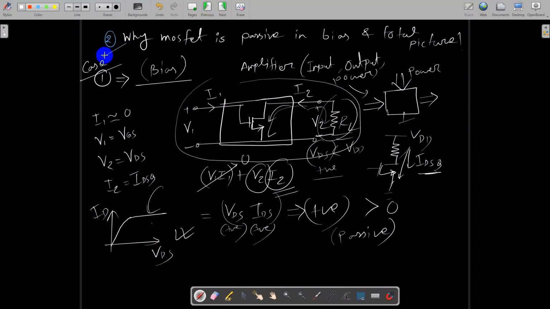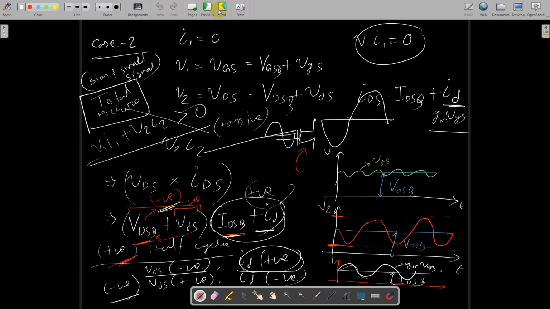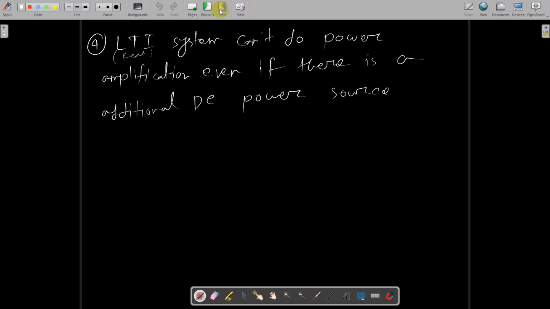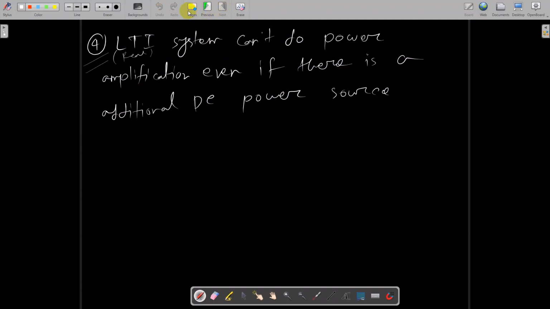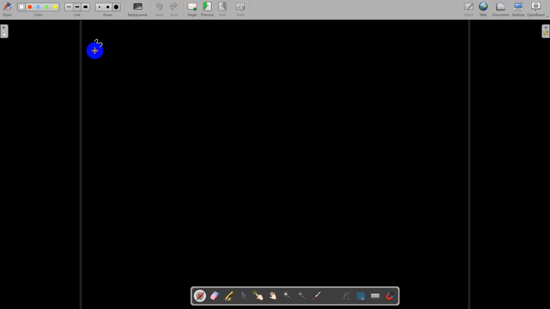Let's see, this is number 2. Okay, so we should go to number 3 first, but I wrote 4 somehow. Let's see 4, then we'll see number 3. So LTI system can't do power amplification. Let's see number 3 first, then we'll see 4. So what is number 3?